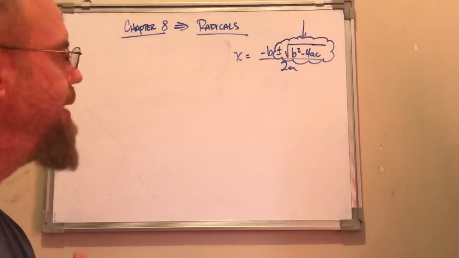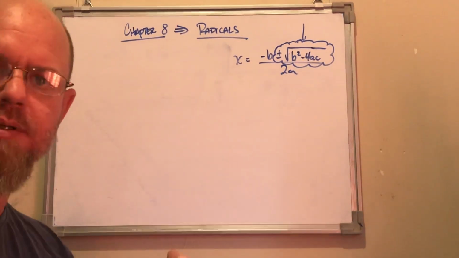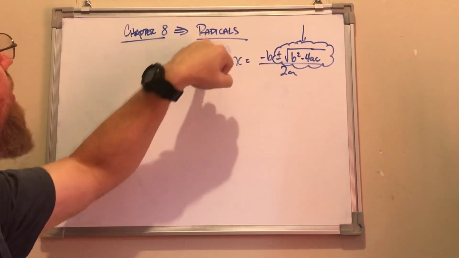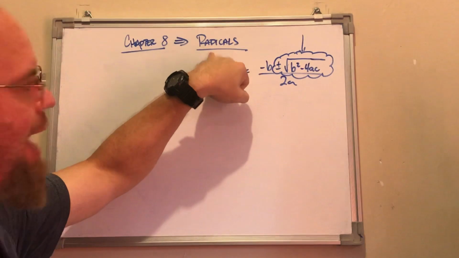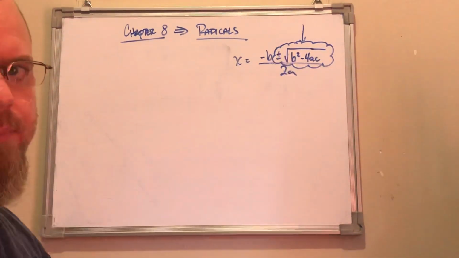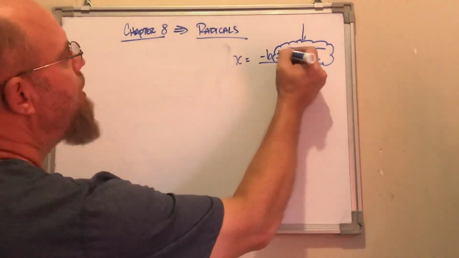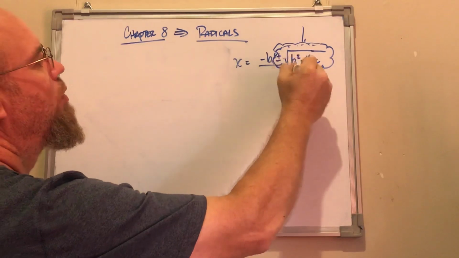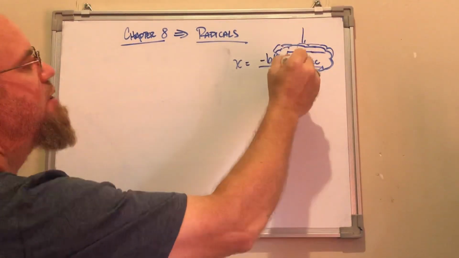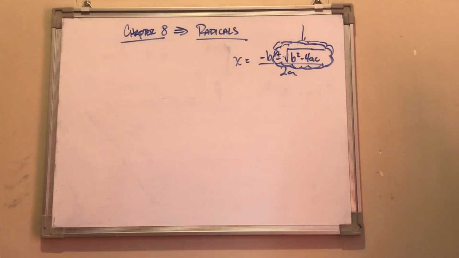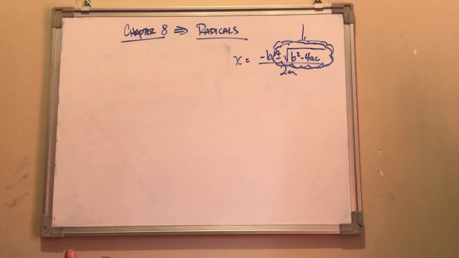Hey guys, so today we're going to go backwards a little bit. We're going to go into chapter 8, which is a chapter on radicals. And radicals, all they are, are roots of a number. Okay? And the reason we're going backwards is I think that some of you guys need help in order to figure out this part of the quadratic formula. So I believe that if we go back to chapter 8, we're going to look at radicals.